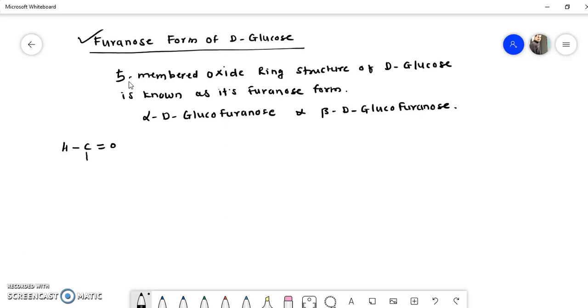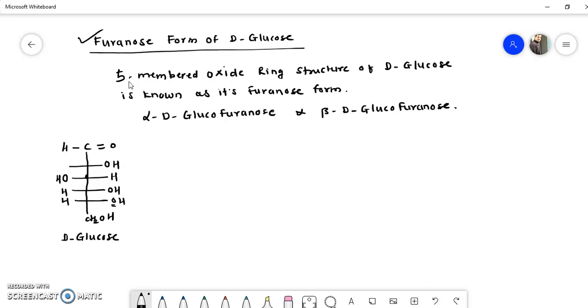The first carbon is the aldehyde carbon and the last carbon is CH2OH. In between there are four carbons. Here will be a hydroxy group, here a hydroxy group, and here a hydroxy. Only at the third carbon, you have to remember, the OH group is on the left hand side. So this is glucose. Why is it D-glucose? Because the second last carbon has the hydroxy group on the right hand side, so we can call it D-glucose.